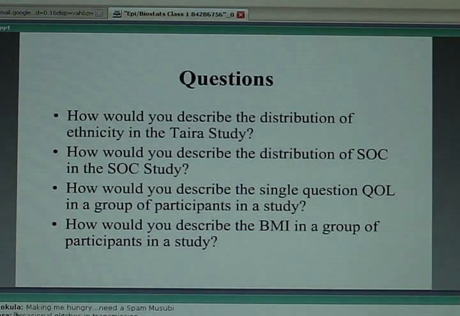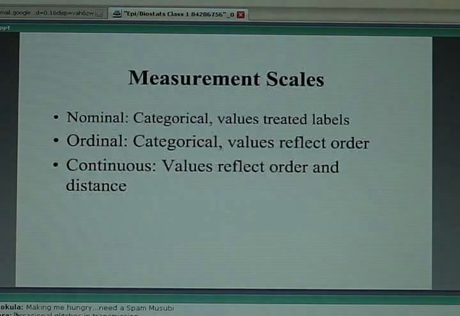For the quality of life, you'd probably report medians. For the body mass index, you'd probably report averages. So what I have here is basically a distinction between different types of measurements: nominal measurements, ordinal measurements, and continuous measurements.